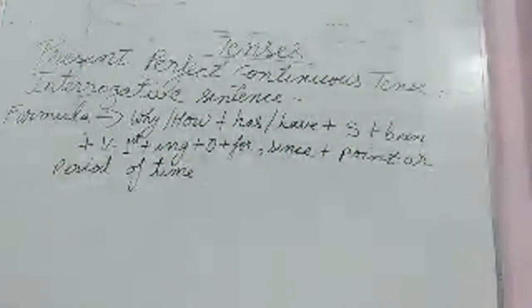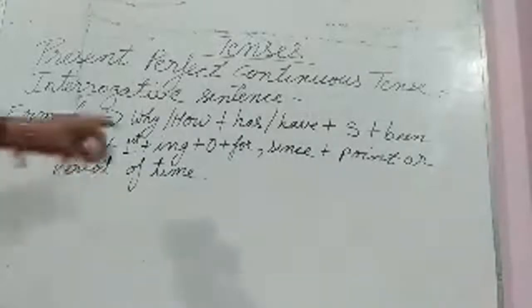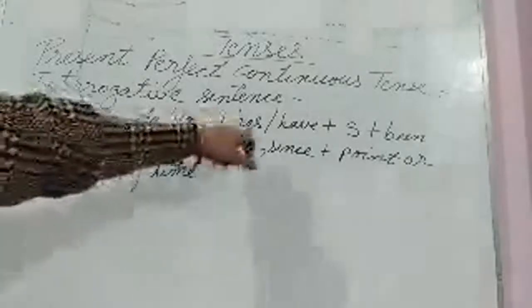So the formula is written over here. Why or how plus has or have. You can't place why or how in the sentence the same way you can't place has or have in the same sentence. So this slash means or.